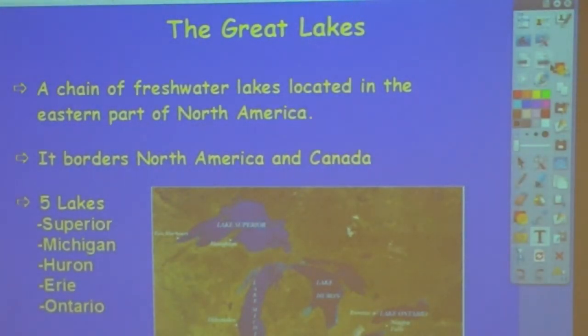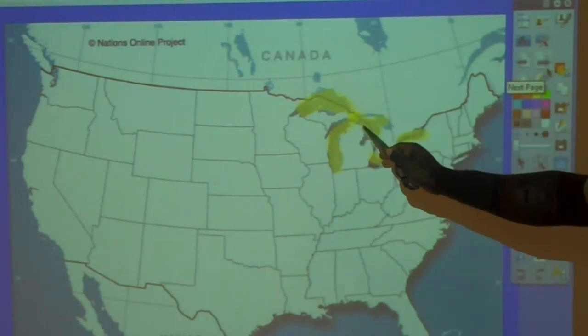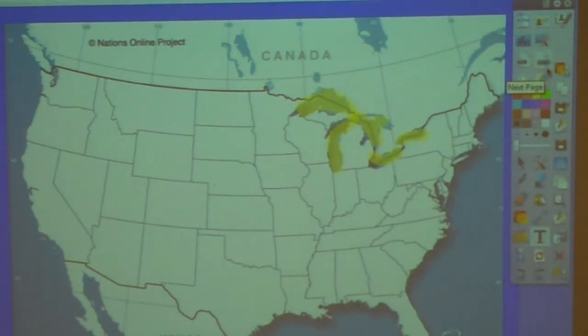Next physical feature, the Great Lakes. There are 5 Great Lakes: Lake Superior, Lake Michigan, Lake Huron, Lake Erie, and Lake Ontario. Now the Great Lakes are large freshwater bodies of water on the Canada-United States border. This is a picture of the Great Lakes, all 5 Great Lakes. And remember, they are freshwater bodies of water.